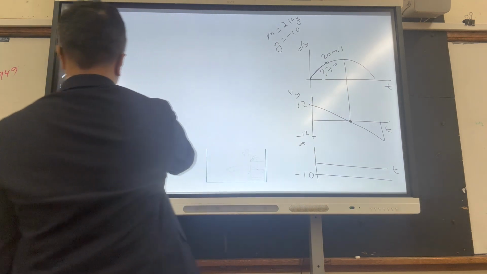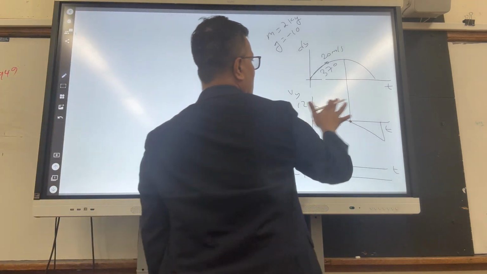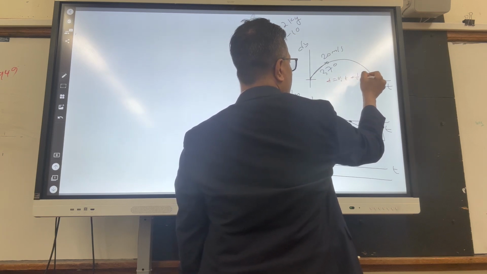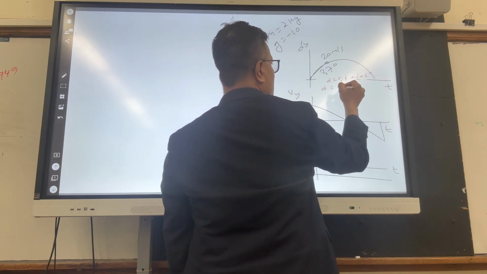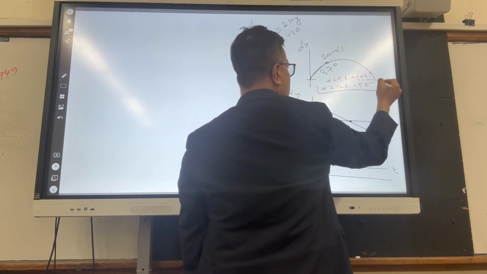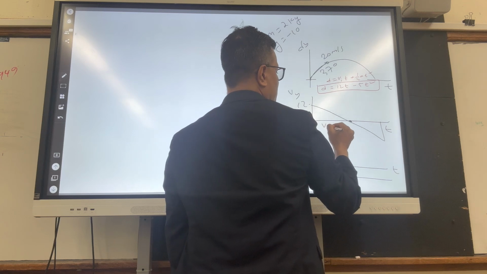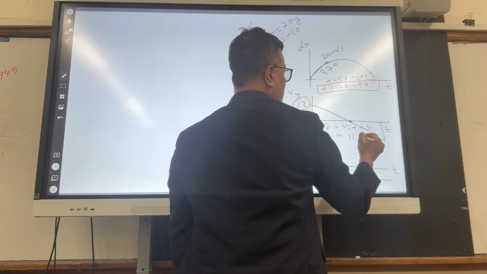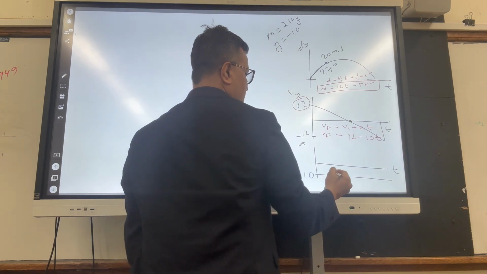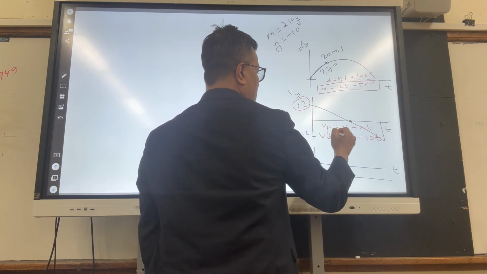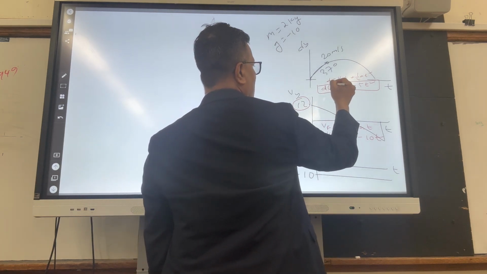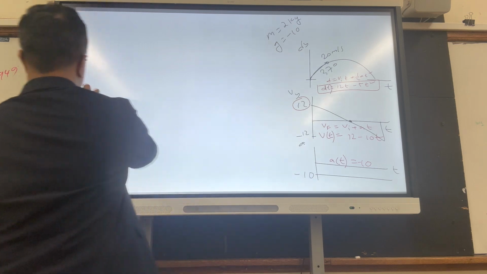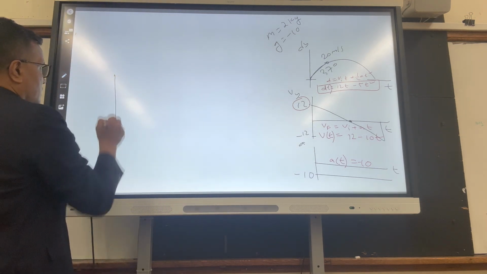So the equation for this one is d is equal to VIt plus half at squared. So this must be 12t minus 5t squared. That's the equation. Equation for this one is VF is equal to VI plus at. VF is equal to 12 minus 10t. And the equation for this one, you can write it as a function of t: a(t) is equal to negative 10. The things we are trying to find are here.